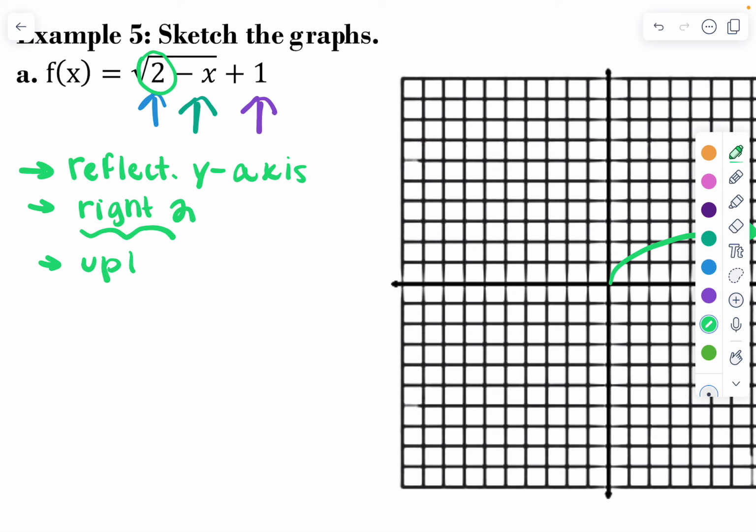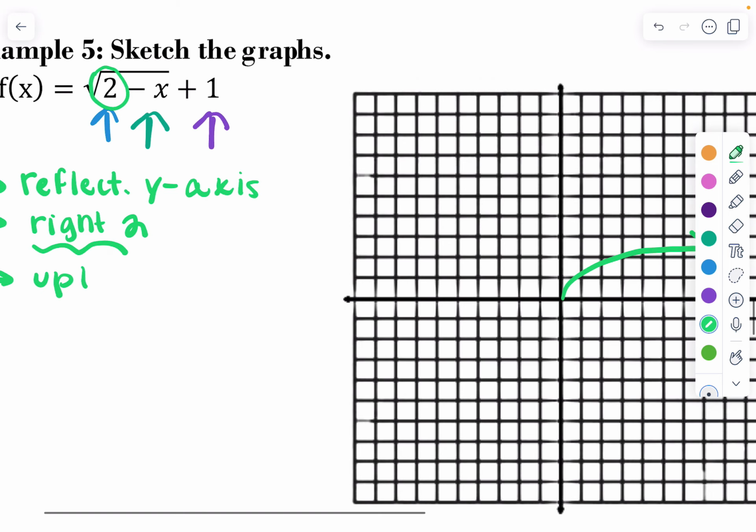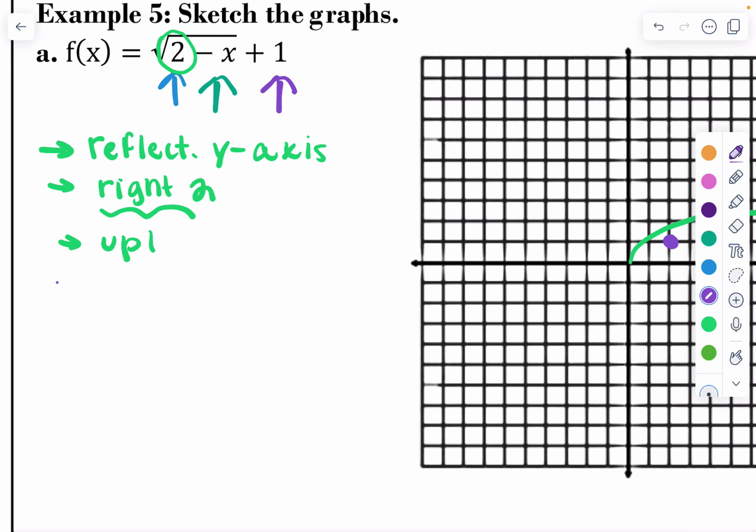Okay? So let's go ahead and do the start point of our graph. It's going to be starting at our right 2, up 1. I'm going to do it in purple. Right 2, up 1. That's right here. Okay? So we can do a couple of things. Let's just pick probably the easiest one, like plot a point. We can just pick the number 1. Okay? So I'm going to plug a 1 in.